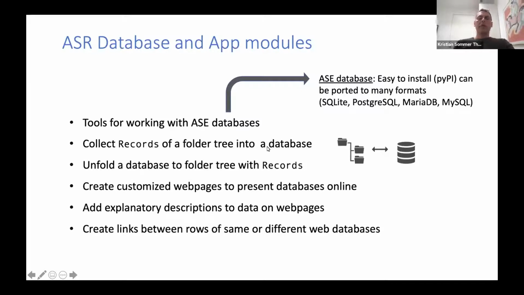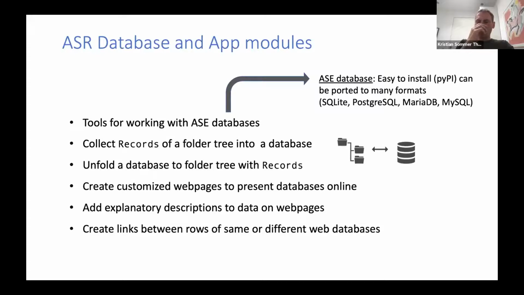You can, with ASR, with a simple command, take all the results you have in a given folder tree. When you run ASR, it works at the file level. So it has these caching directories where it puts all the records that result after running recipes. And now you can collect all these records into a database. So this will now be an ASE database consisting of records that have been produced by ASR. You can also go the other way around. So if you have a database, you can unfold it into a folder tree.